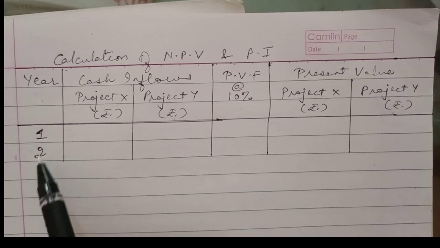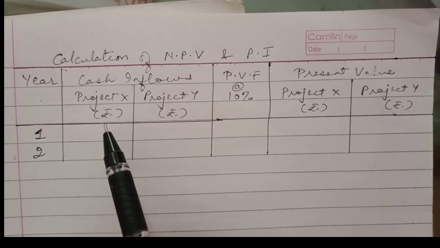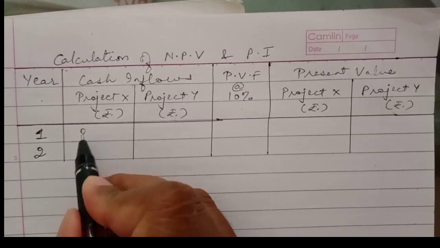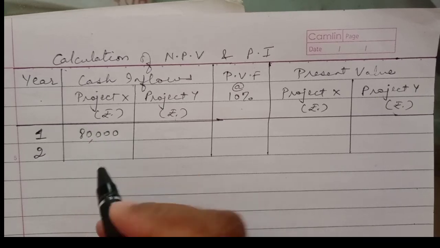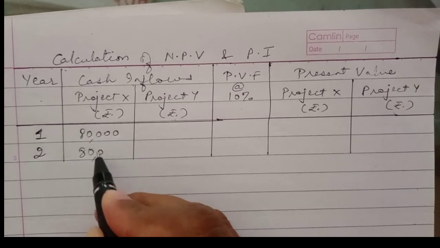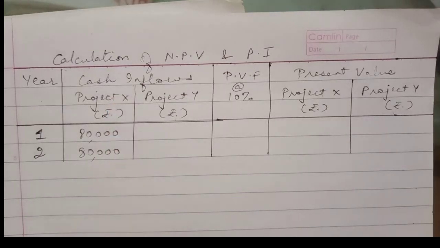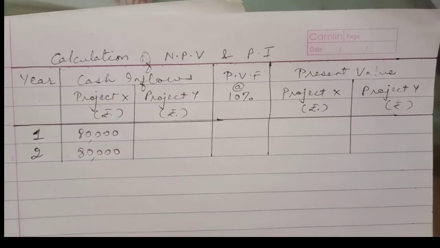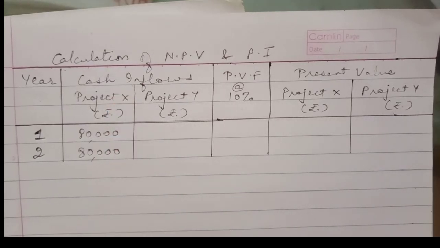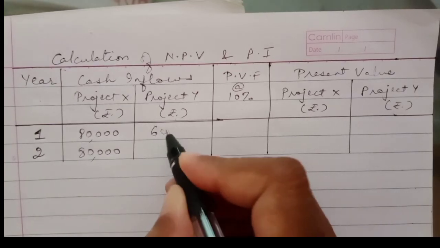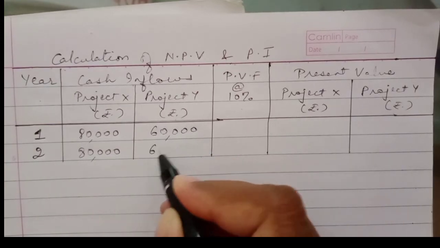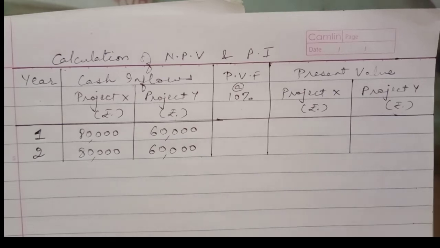So now we have taken 2 years. Then we'll take the cash inflows which are given in the example. For project X, the cash inflows given are rupees 80,000 for both the years. So we write that in this column. Then for project Y, the cash inflows given are 60,000 for both the years. Then the present value factor at 10%.